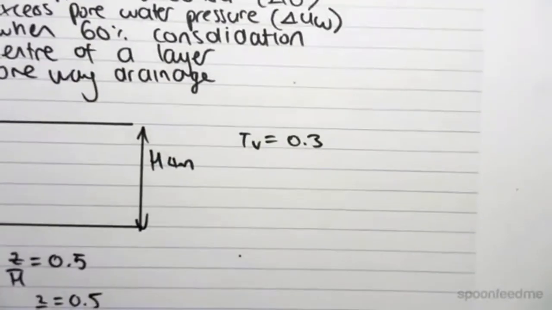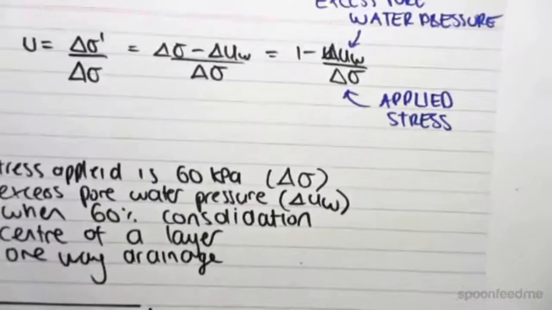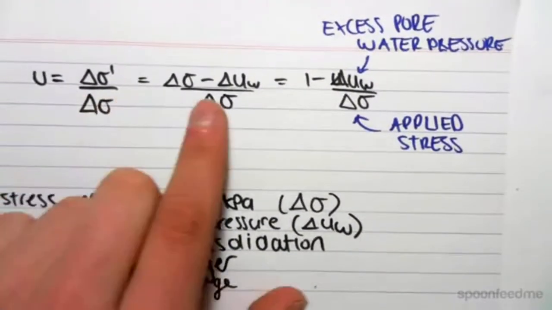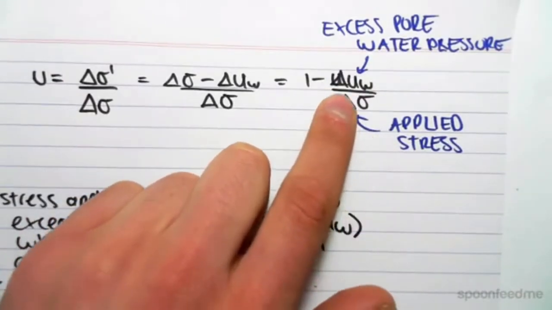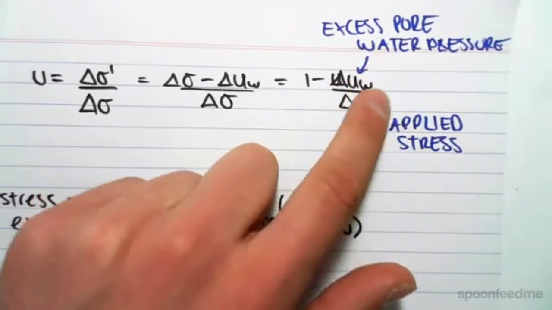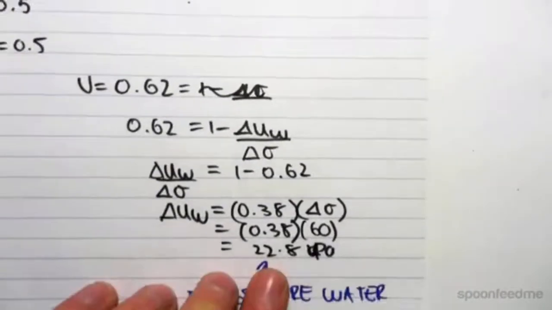Just before I finish, I want you to be very careful with this formula: U equals 1 minus the change in the excess pore water pressure over the applied stress. So that change in u is the excess pore water pressure, which we found to be 22.8 kPa.